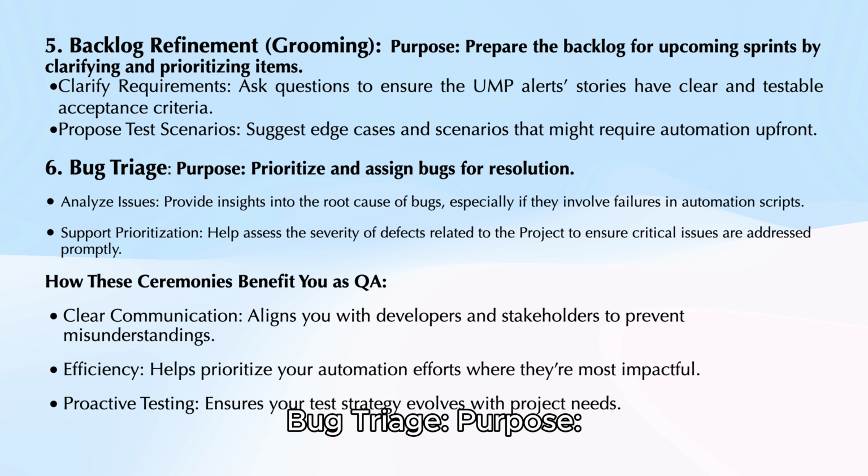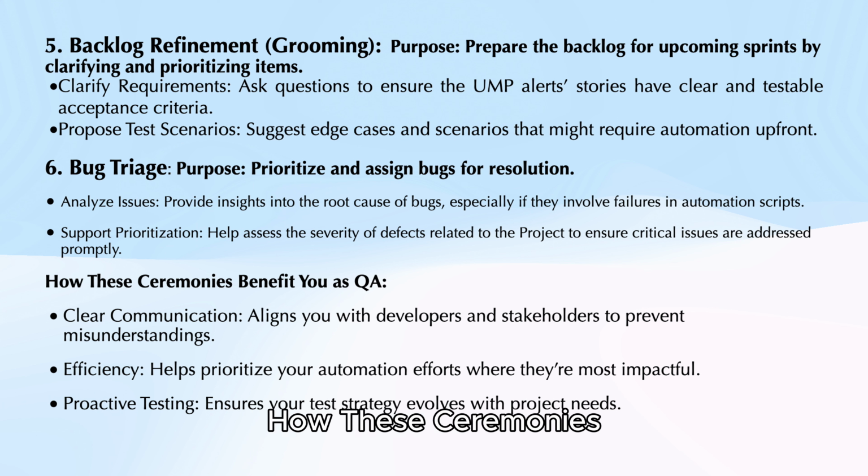6. Bug triage. Purpose. Prioritize and assign bugs for resolution. Analyze issues. Provide insights into the root cause of bugs, especially if they involve failures in automation scripts. Support prioritization. Help assess the severity of defects related to alerts to ensure critical issues are addressed promptly.